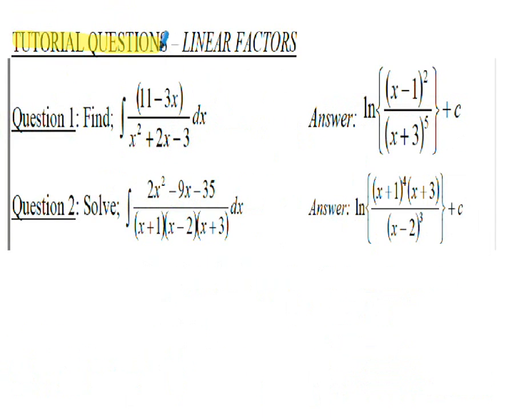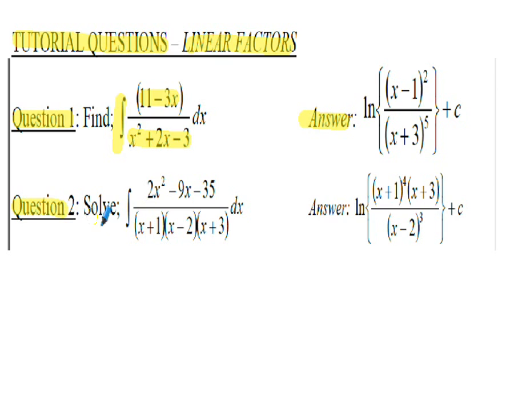Here are some tutorial questions relating to the solution of linear factor type problems. Question 1, we have to find the integral of 11 minus 3x divided by x squared plus 2x minus 3. First of all, try and factorise the denominator, ensure it factorises into 2 brackets, and then do your checks that the numerator is lower order than the denominator. Then undertake the process of finding the partial fractions and then integrate it. Answer is given on the right hand side here.